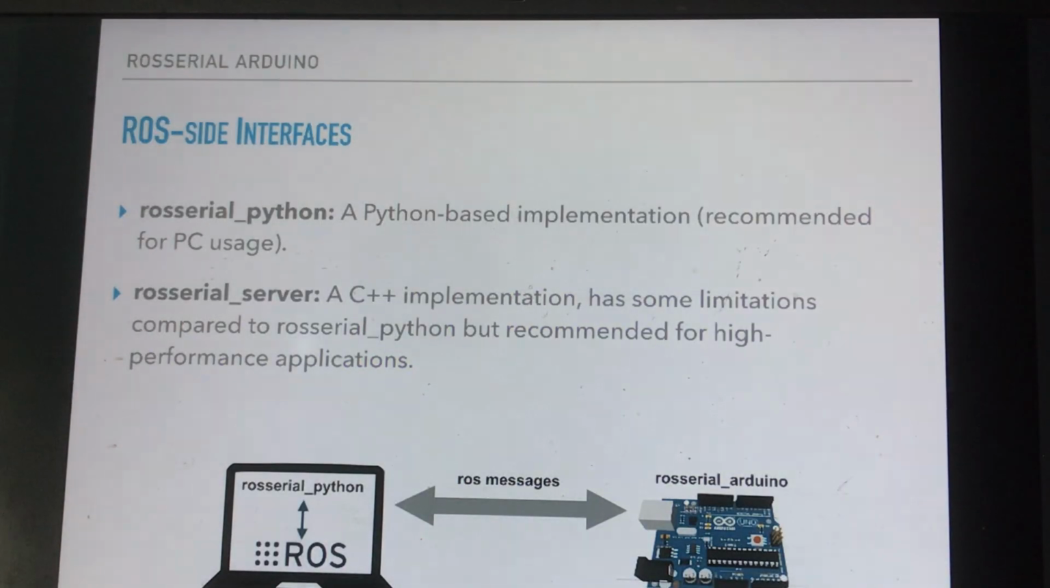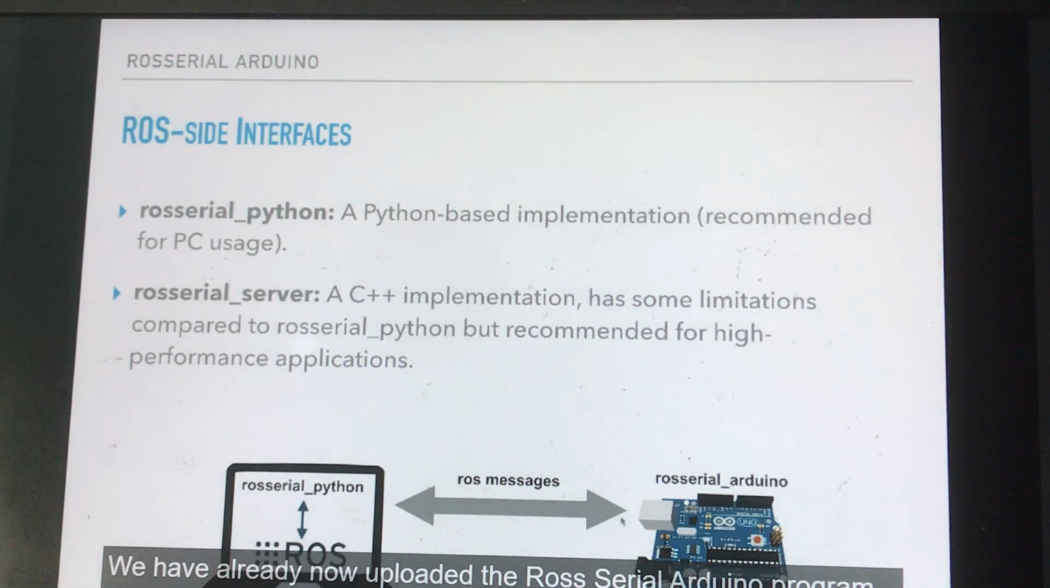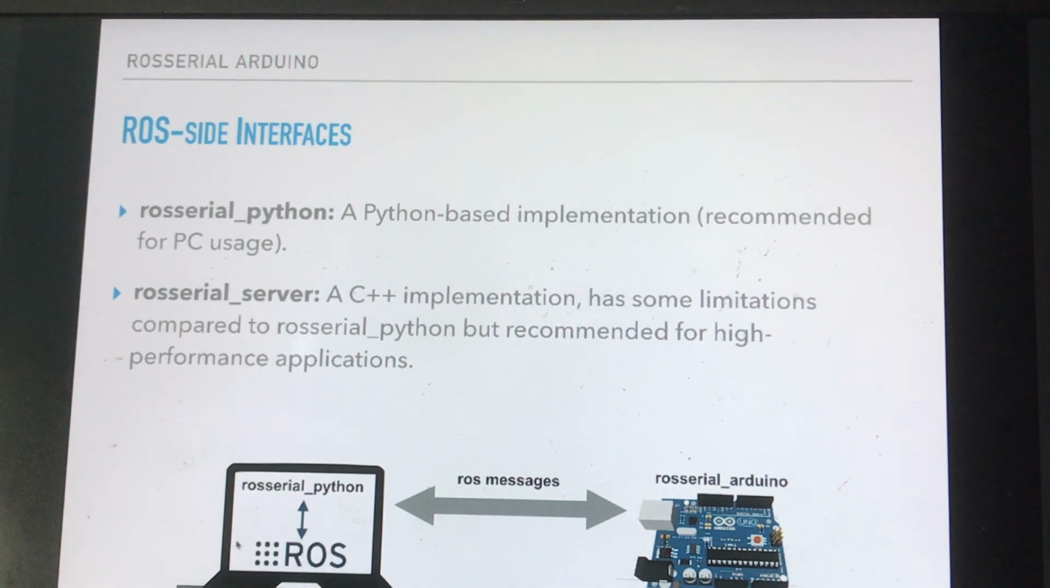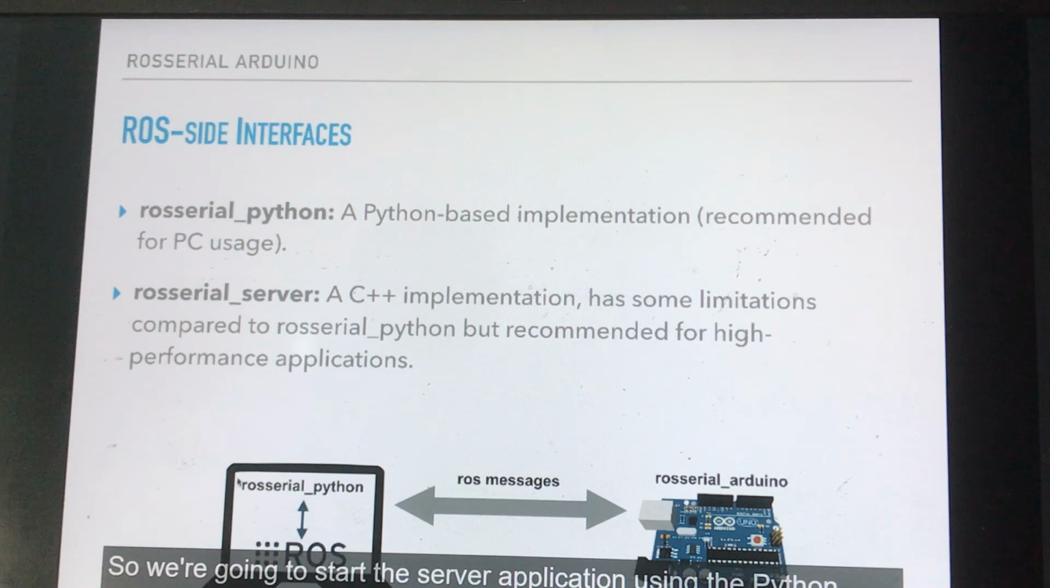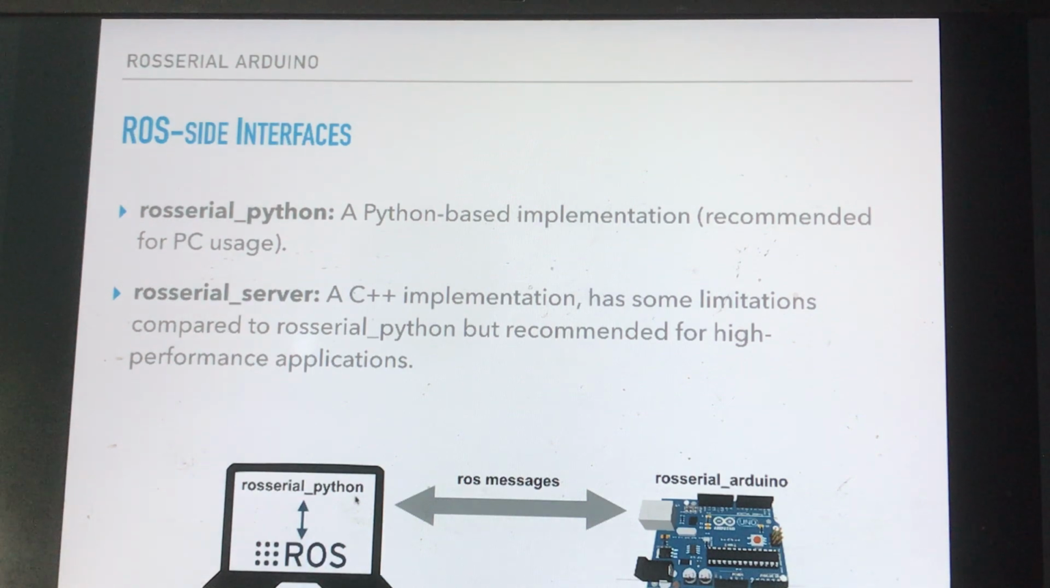So remember the architecture of ROS serial. We have already uploaded the ROS serial Arduino program into the Arduino board, and it's now sending ROS messages to the ROS ecosystem, which is running here. But what is missing? We now need to start the server application. So we're going to start the server application using the Python-based implementation with the rosserial_python package. So let's see how it works.